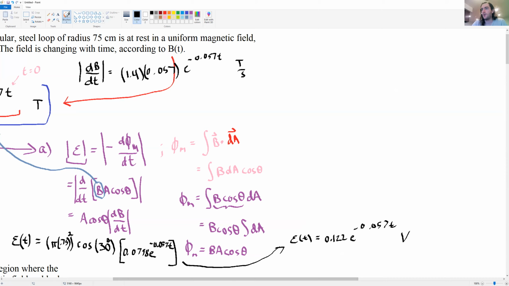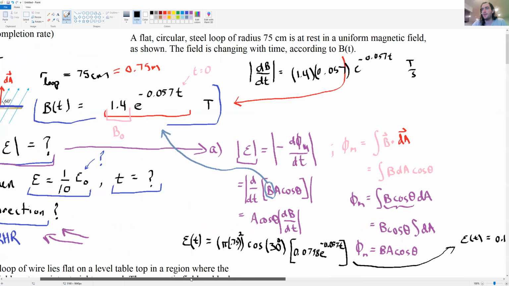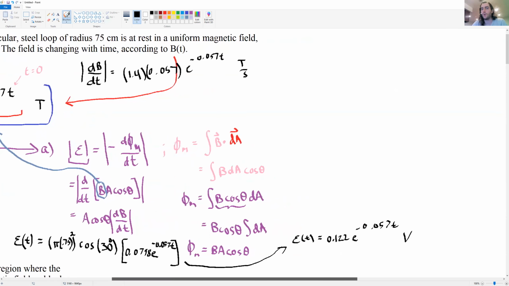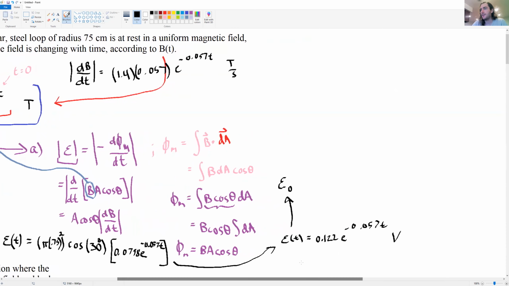I'm kind of in an awkward spot on the screen here, but maybe you guys in your notes can be a little bit more organized. I'm going to work vertically upwards now. So E0, by the way, this is the answer to part A right here. So maybe we should put a box around it. Yeah. So this is our answer for part A.